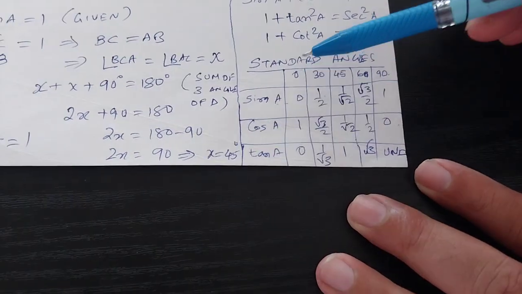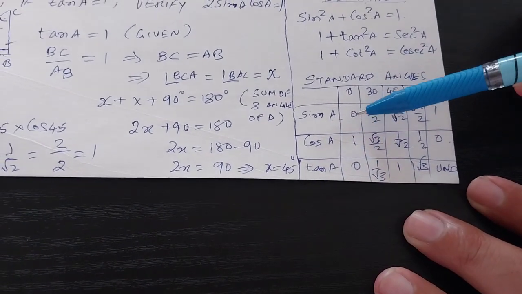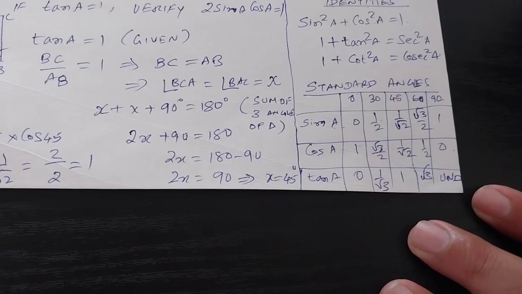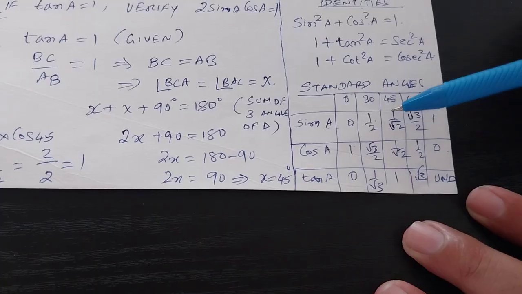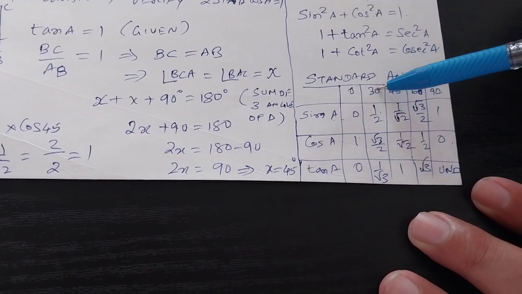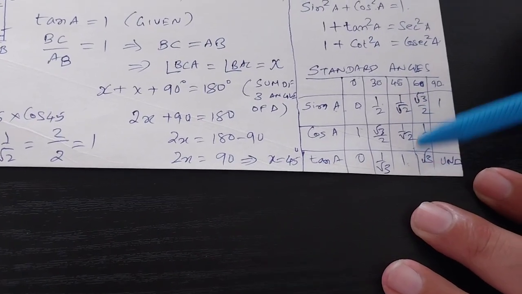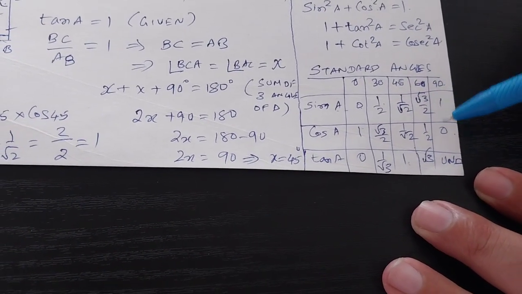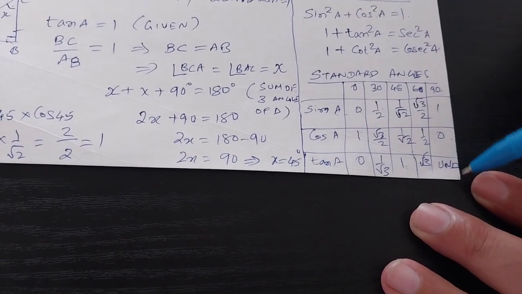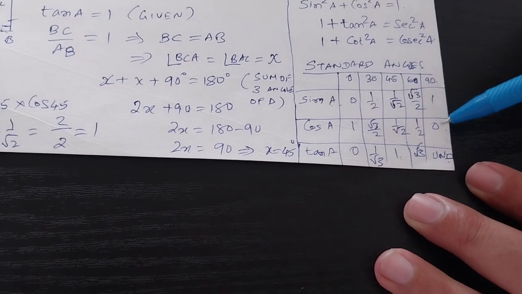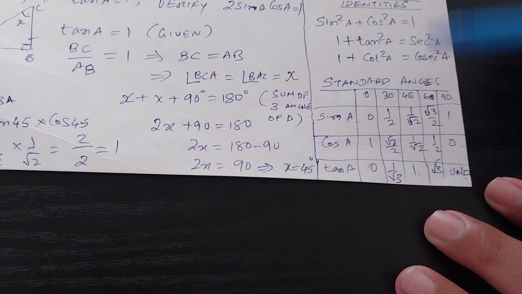And tan is nothing but sine over cos. So tan of 0 is sine of 0 by cos of 0, so 0 by 1 you'll get 0. For 30, 1 by 2 divided by root 3 by 2, you'll get 1 over root 3, which is tan 30. Tan 45 is 1, because 1 over root 2 divided by 1 over root 2, both are the same, so you get 1. Tan 60 is root 3 by 2 divided by half, which is root 3. And tan 90 is 1 by 0, which is undefined, because anything divided by 0 becomes undefined. This information you have to learn by heart and keep in your mind.